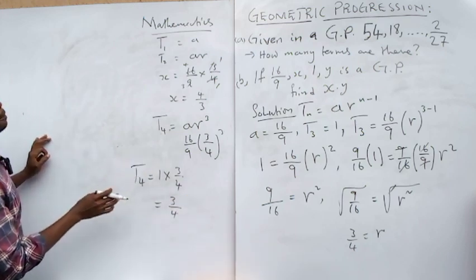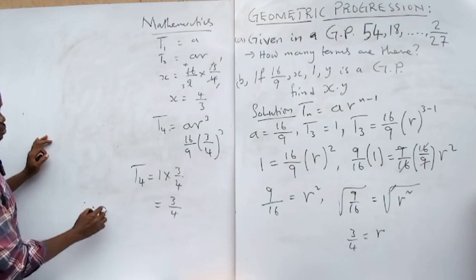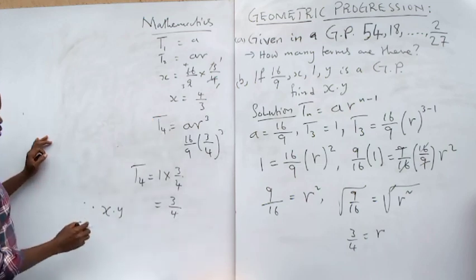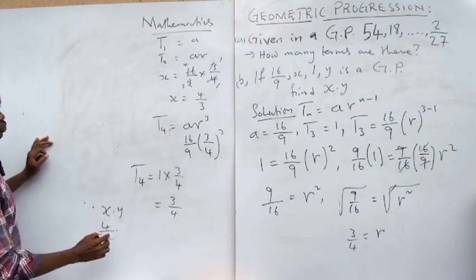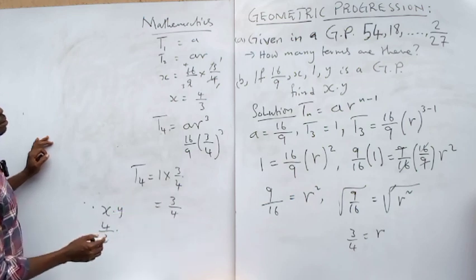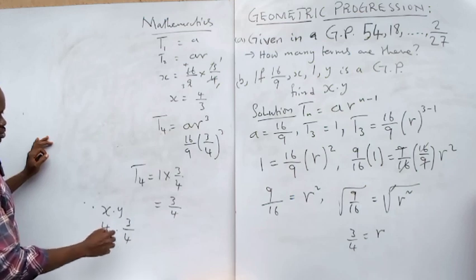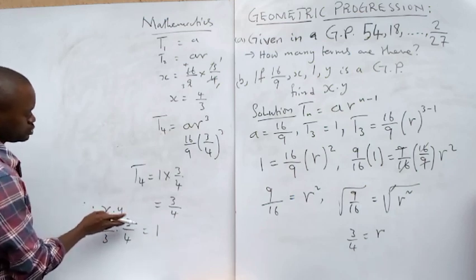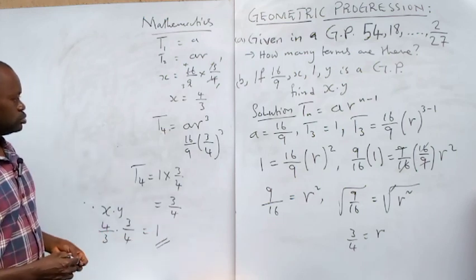So the product, therefore, x times y: the x we got is 4 over 3, times y. The y we've got is 3 over 4. This is 1. So the product of x and y is 1.